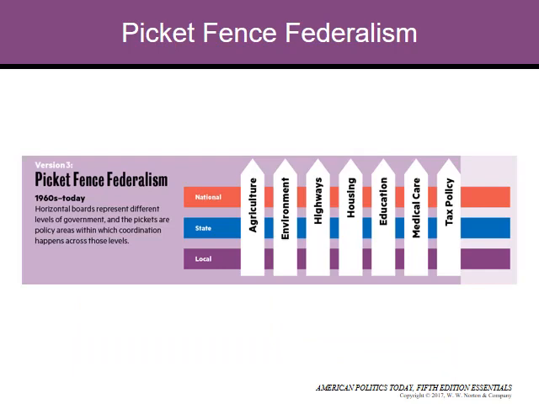Now, here is an explanation of picket fence federalism. As you can see, your pickets are your different planks, different policy areas: agriculture, environment, highways, housing, education, medical care, and tax policy. And then across those pickets goes the national government, the state government, and the local government, who may or may not have to work together. They each have different responsibilities, and they have to work, hopefully together, cooperatively, in order to have picket fence federalism.